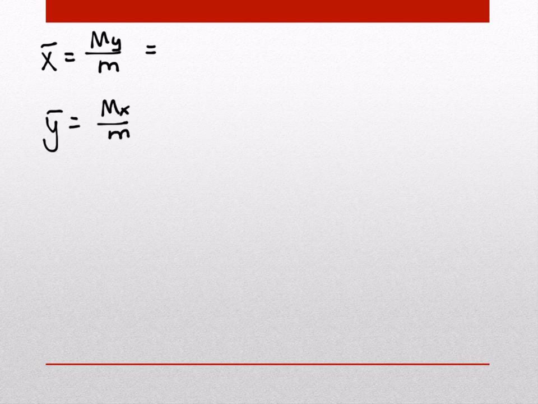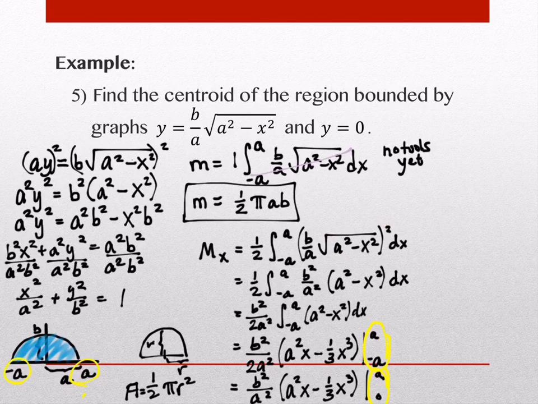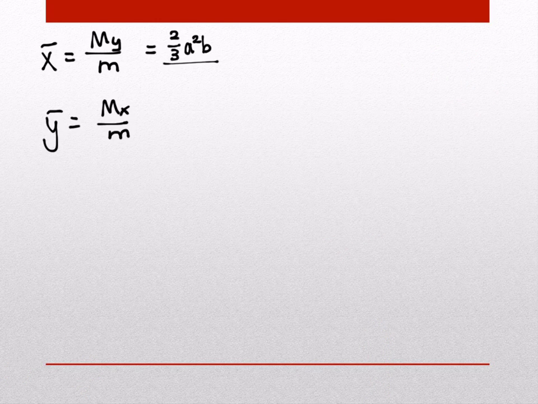All right, so m sub y is the one we just found, and it was 2 over 3 a squared b, and then divided by m. We did that last time. What would we find for m? 1/2 pi ab. Okay, and so my b's reduce. My a reduces with one of the a's in the numerator. I have 2/3 divided by 1/2. Well, that's 2/3 times 2, which gives me 4/3. So this is 4/3, and then it's 4a over 3 pi.